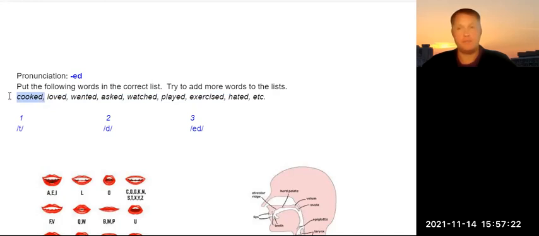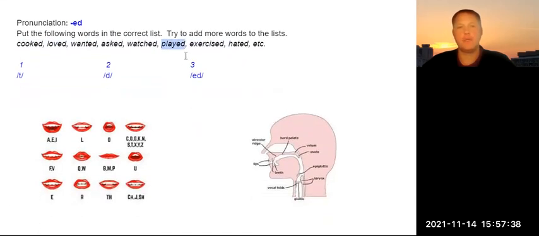Cooked, loved, wanted, asked, watched, played, exercised, hated. All right, again, and now tell me which column, 1, 2, or 3, each verb goes in.